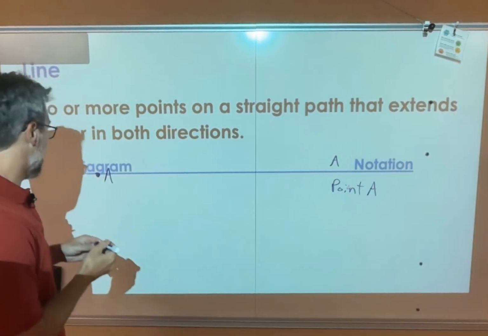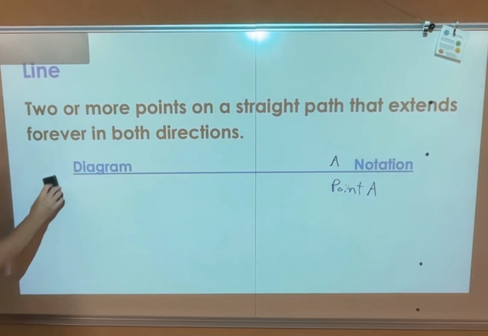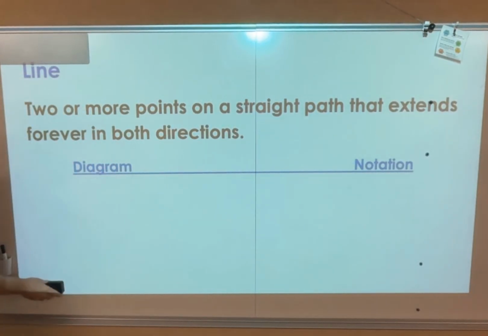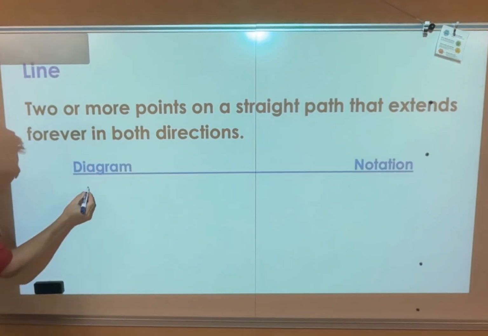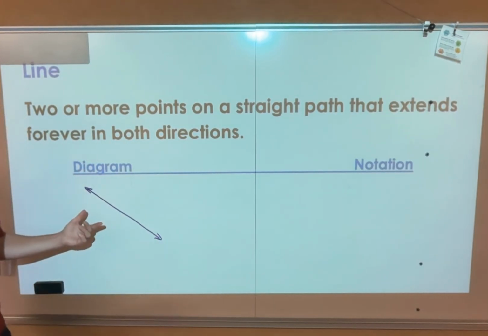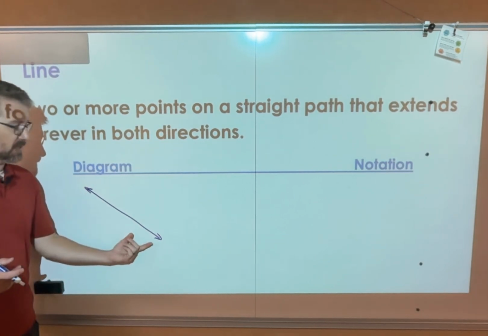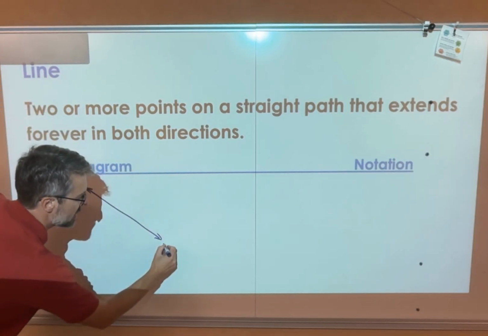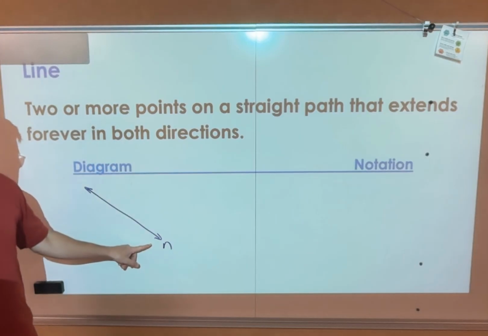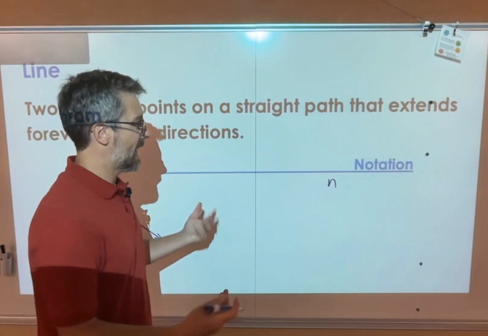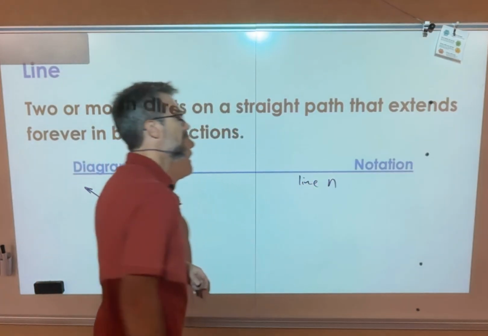All right, for a line, we've got two or more points on a straight path, and it extends forever in both directions. So on our diagram, what we consider a line has to have arrows on both sides, and it's really important. Those arrows indicate that it extends forever. It never stops. Now, there's a couple of different ways these can be labeled. Sometimes there's a little lowercase letter that's by one of the arrows. That would be one way we could do it. We could just call it lowercase n, or we could call it line n, also would work.